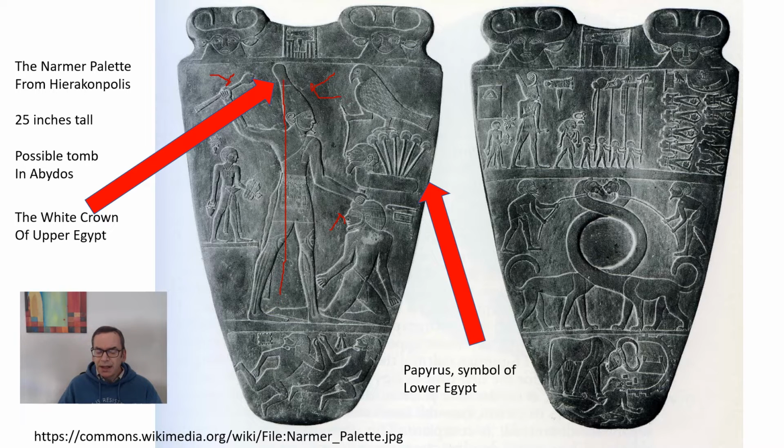Now this guy that he's hitting, if you look at a close-up of this, and you can find pictures of the Narmer Palette all over, it looks very different than the standard Egyptian. It's possible that this is a representation of somebody coming from outside of Egypt and ruling.